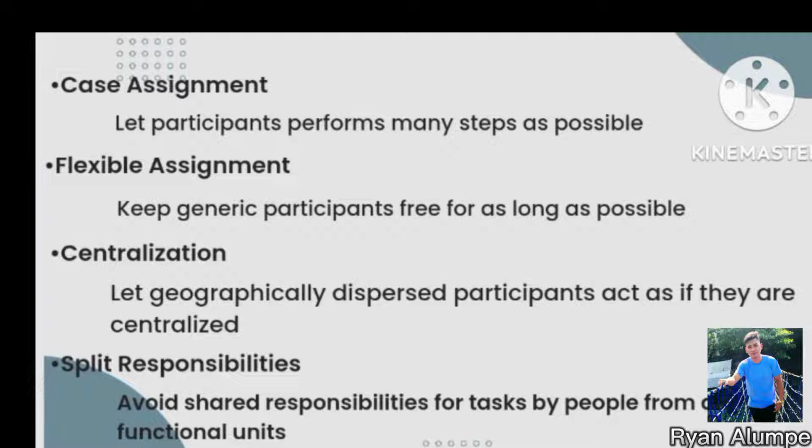Suppose that an activity can be executed by either of 2 available participants. Centralization: let geographically dispersed participants act as if they are centralized. This heuristic exploits the benefit of a BPMS.